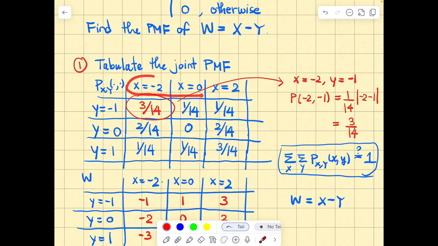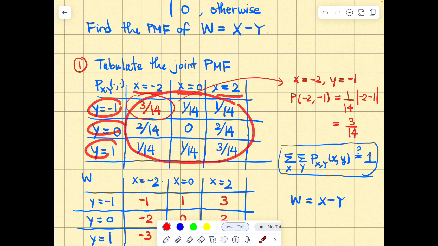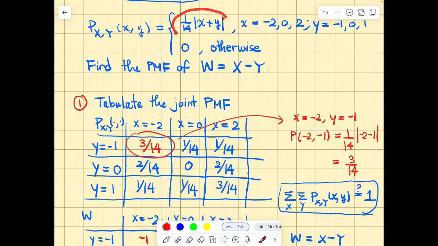Okay. So remember X, there are three possible scenarios, right? X equal to -2, 0, and 2. Y is -1, 0, and 1. Okay, so there are 9 cases in all, right? We're gonna find the probability of each one of these. So if we use these expressions that are given to us, when X equals -2 and Y is equal to -1, the probability is equal to 1 over 14 times the absolute value of x plus y. So X is -2, Y is equal to -1. If you add these, it's -3. You take the absolute value, so it's 3. So the probability is 3 over 14 for this case.